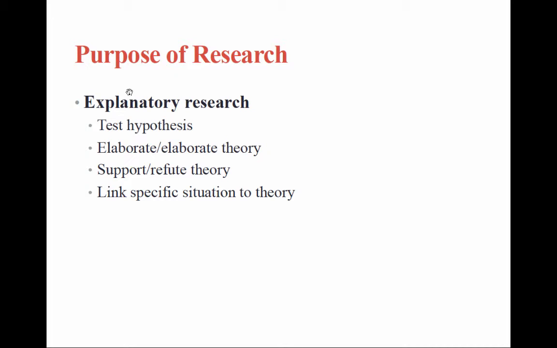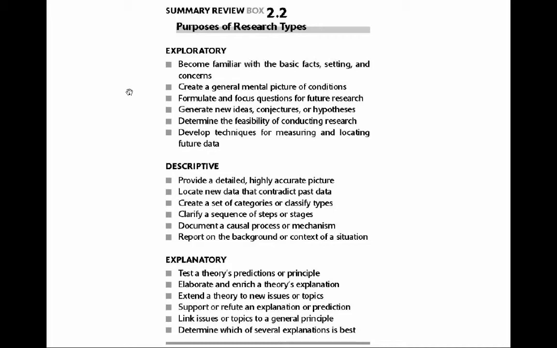And then finally, in the explanatory research, what I'm trying to do is generally explain why certain events occur. I'm testing the hypothesis about why I think a certain event exists, and then testing that theory, linking that specific situation to the general theory. Does that specific situation reinforce or go against what the theory tells me should be happening? And so then you see this taken from the book, in box 2.2, descriptive and explanatory research.